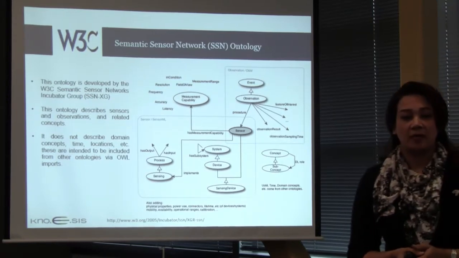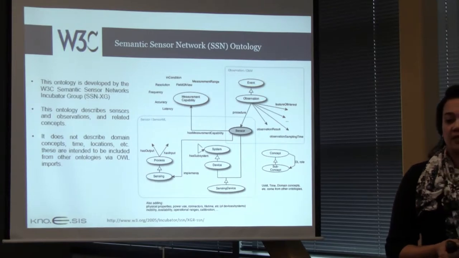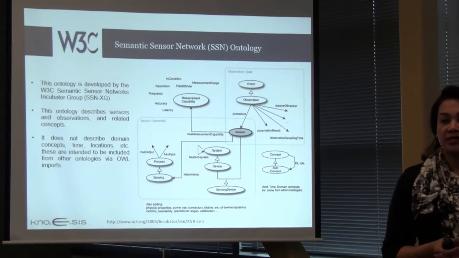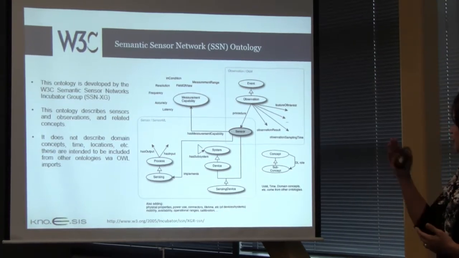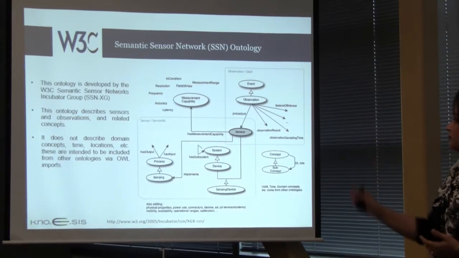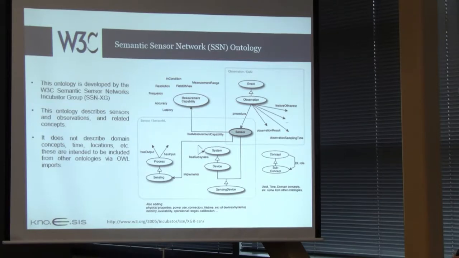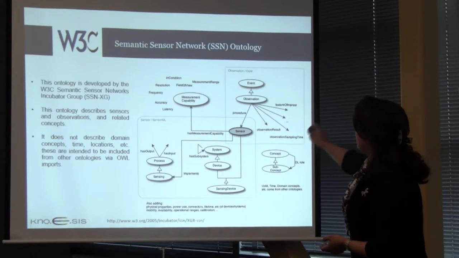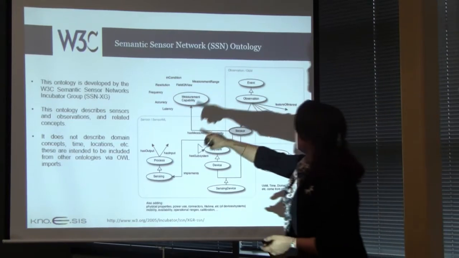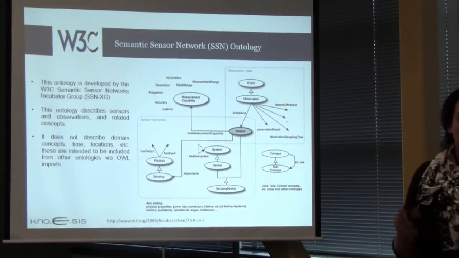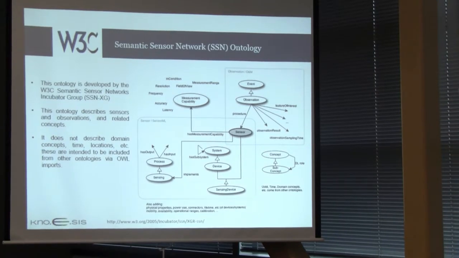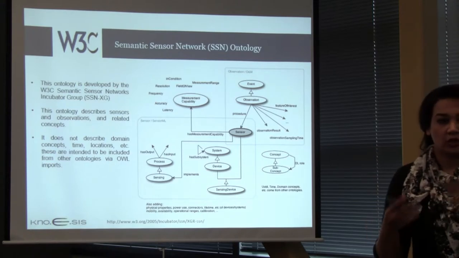As you know, NOISES is a member of the World Wide Web Consortium and initiated a group called Semantic Sensor Networking. Two projects were founded, one of them is how to define ontology. This is the basic ontology definition, developed by the World Wide Web Consortium Semantic Sensor Network Incubator Group. This ontology describes sensors and observation, and related concepts. It does not describe domain concepts like time, location, etc. These are intended to be included from other ontologies.